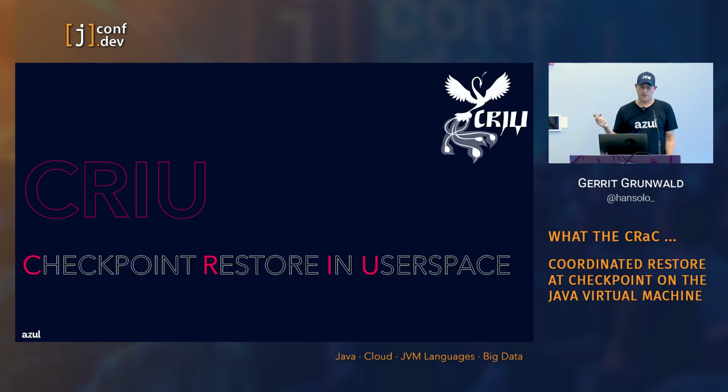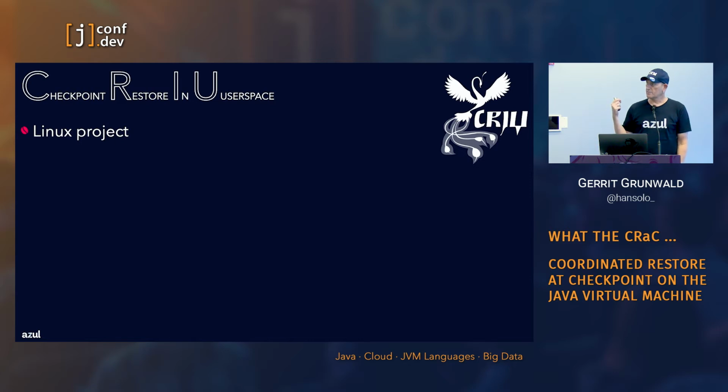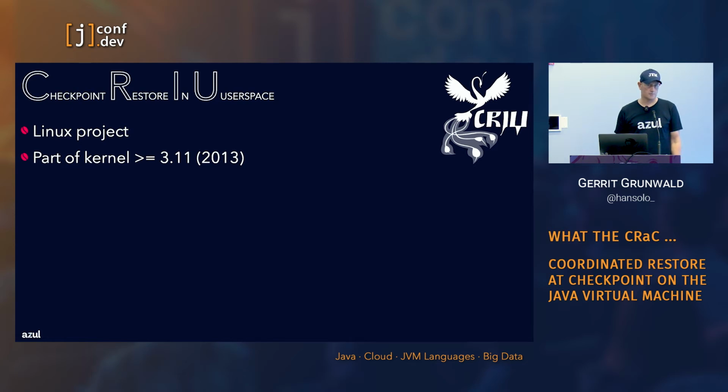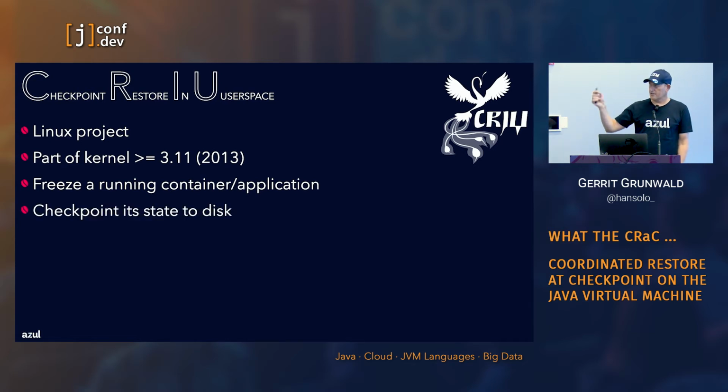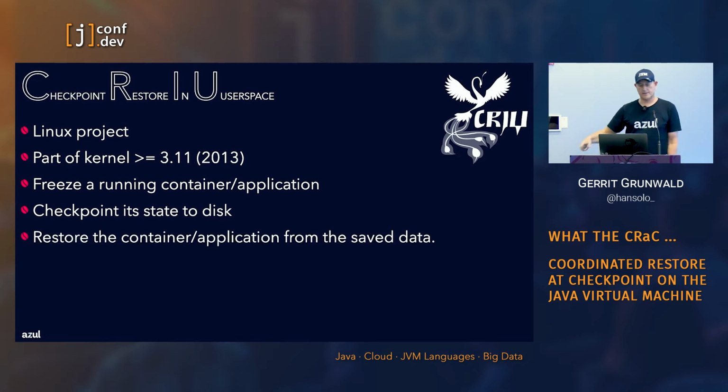Okay, so let me take a look at a different approach. There is this project called CRaC, hard to read here. That means checkpoint restore in user space. And this is mainly a Linux project. It's part of the kernel already since 3.11, which was around 2013. So it's not really a brand new project, it's an older one. The main idea was to freeze a running container or application and then checkpoint the state of this application or container to the disk, and then restore the container or application in the future from that saved state, right?